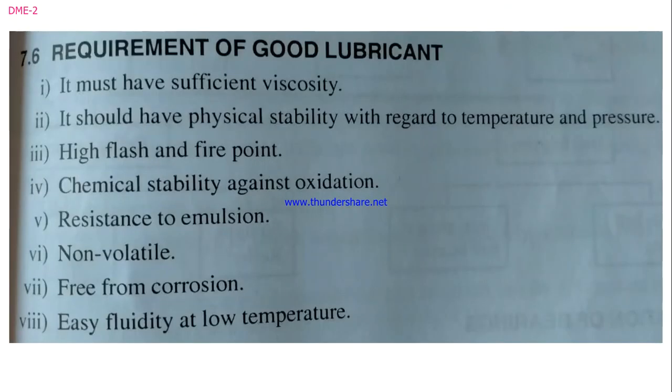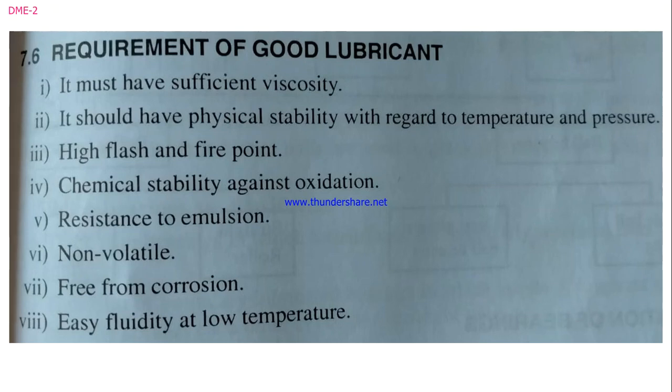Then next one, what is a typical characteristic of a good lubricant? What are the properties or typical characteristics a good lubricant must possess? Okay, so first it must have sufficient viscosity. So as we discussed earlier, higher the viscosity, it's good for us. Higher the viscosity, higher the load carrying capability, and also higher the heat carrying capability.